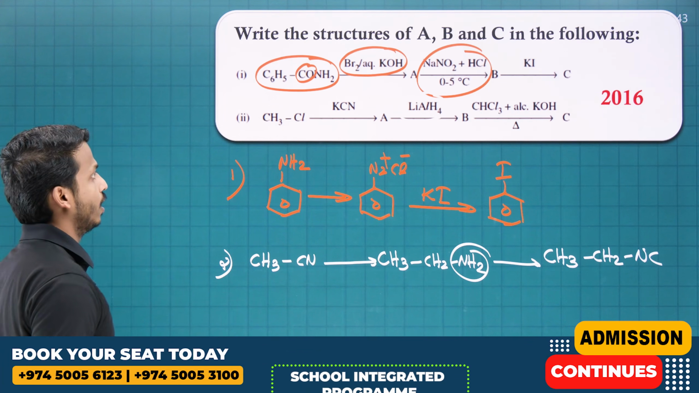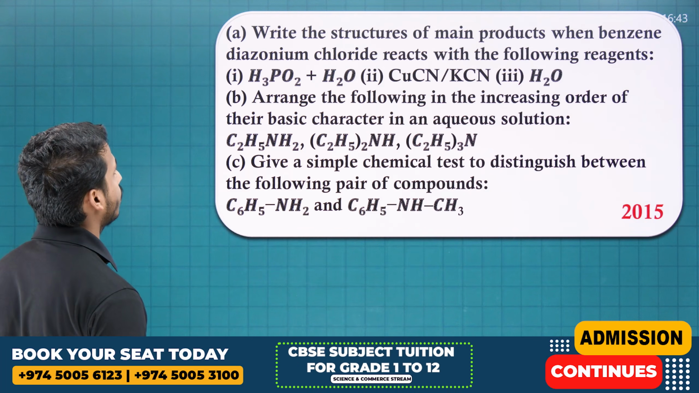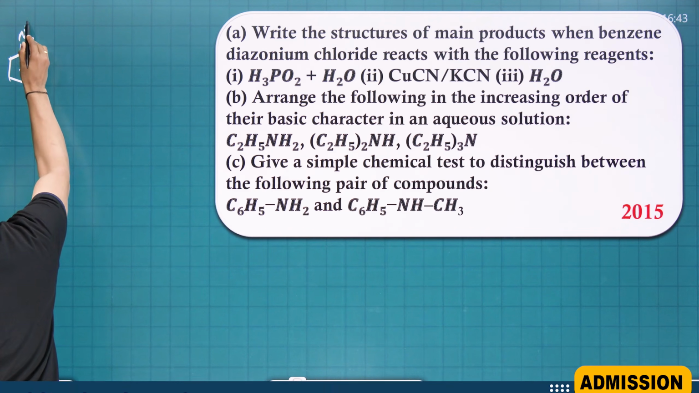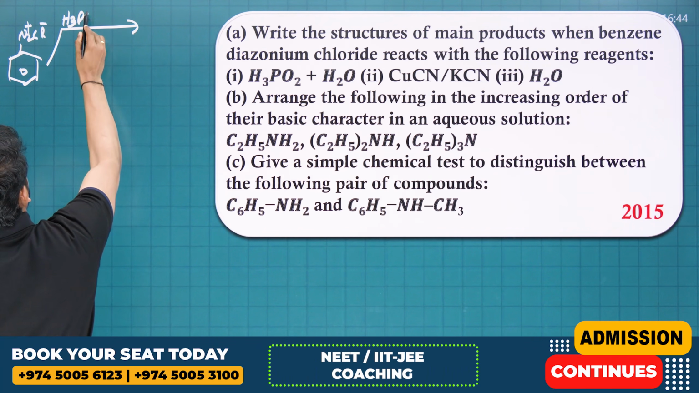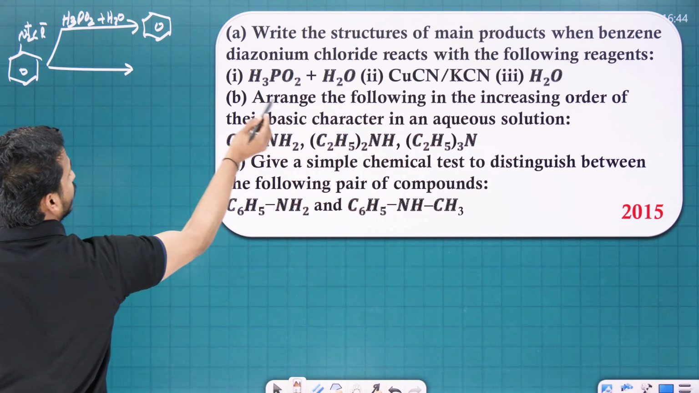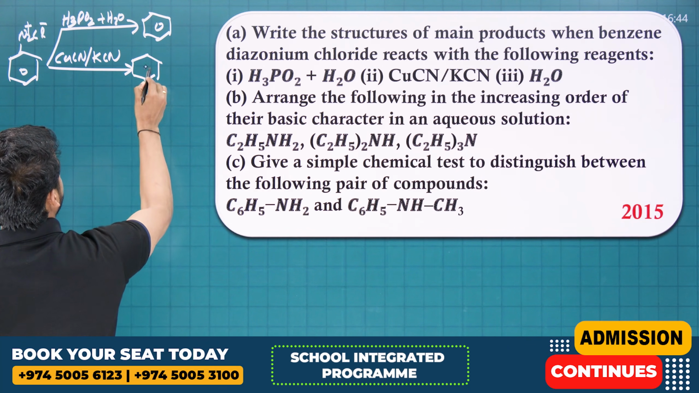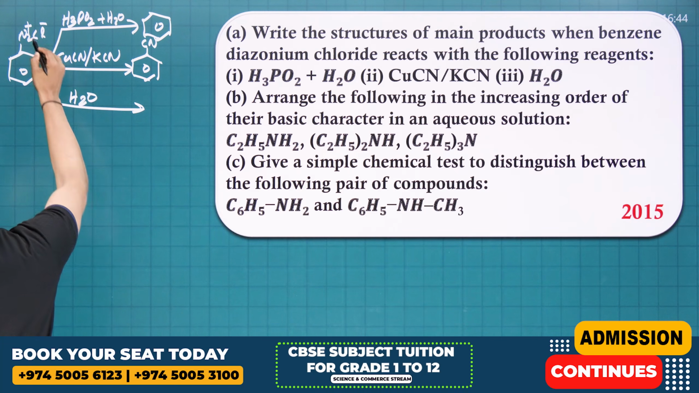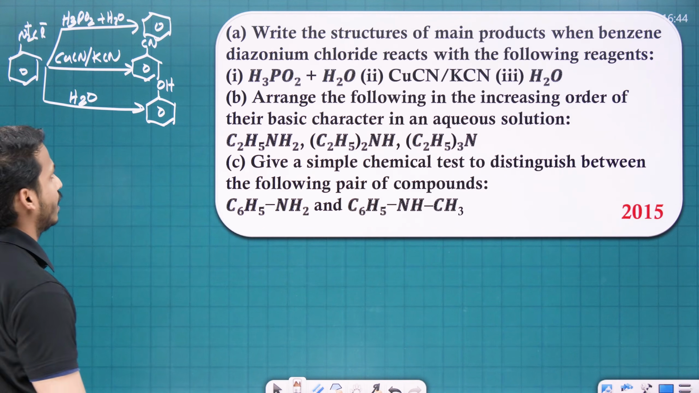2016. 2015. Write the structure of the main product when benzene diazonium chloride reacts with the following. Start. First one. What is benzene diazonium? N2Cl. First, treated with H3PO2 and H2O, we get benzene. Second reaction is CuCN along with KCN. We get cyanobenzene, Sandmeyer reaction. Next, hydrolysis. Diazonium salt on hydrolysis, especially in warm water, gives phenol. These are the first reactions.